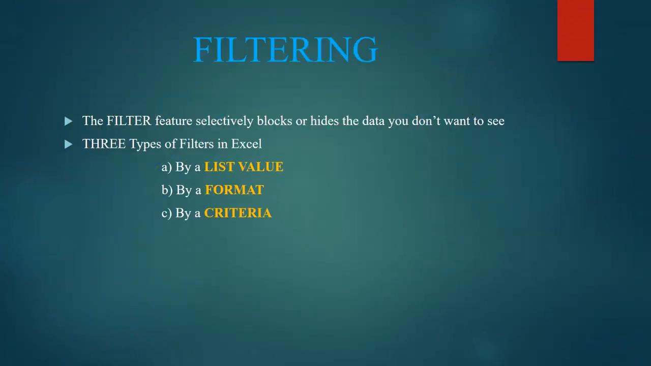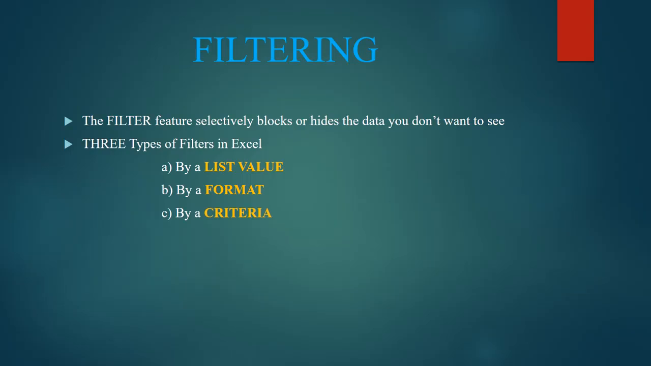Okay students, let's listen to today's main topic: filtering. From the word itself you may know what filtering is. Filtering means the unwanted things we can filter out. The filter feature selectively blocks or hides the data you don't want to see. A filter range displays only the rows and columns that meet the conditions or criteria you specify. Filtering is a quick and easy way to find and work with selected data.